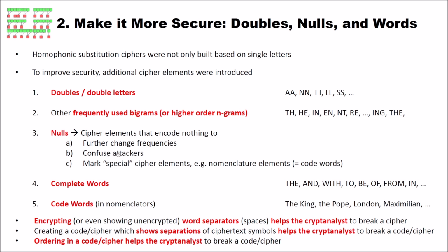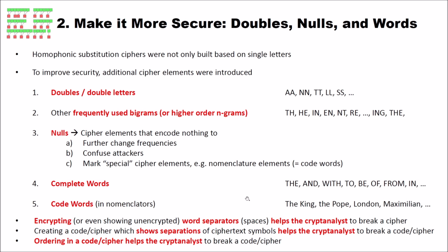And then also nulls could mark special cipher elements, for example, nomenclator elements, which are the code words of our ciphertext. And this brings us then later to nomenclators and nomenclatures. Then we could also encrypt complete words, and then we have a nomenclator. For instance, we could introduce ciphertext symbols for the, for, and, with, to, be, of, from, so frequently used words. And finally, we could also introduce code words in, as I said, the nomenclator.